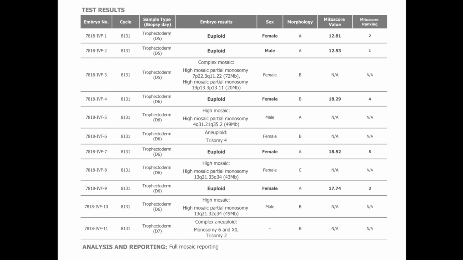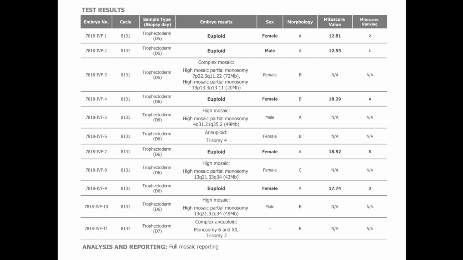That one has high mosaic partial monosomy 7P and high mosaic partial monosomy 19P. I don't know what that means. The 7P and 19P, I would have to meet with a genetic counselor to get more details. But, of course, that complex mosaic, I wouldn't want to transfer because of the number of issues.